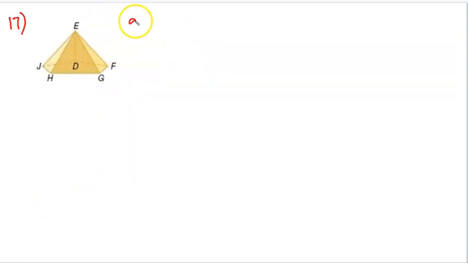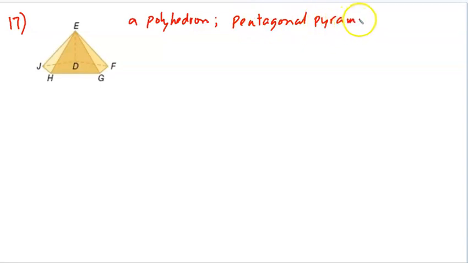Number 17 is a polyhedron. And it is a pyramid, and if you look at the bottom, the base will help us describe the type of pyramid, and the base is a pentagon, so we're going to say it's a pentagonal pyramid. All right, so the base is pentagon JDFGH.